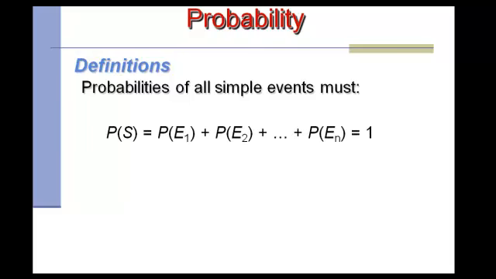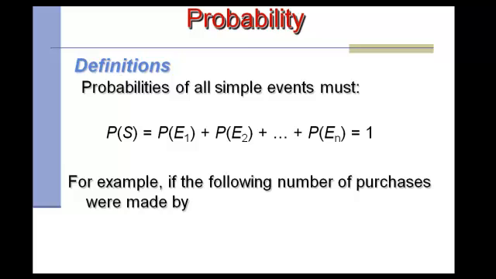So the probabilities of all simple events has to equal 1, meaning the probability of rolling a 1 plus the probability of rolling a 2, 3, 4, 5, or 6 on a single die has to add up to 1.